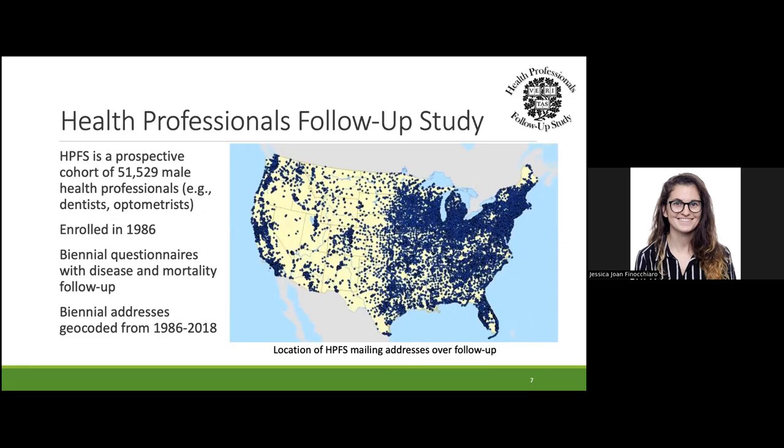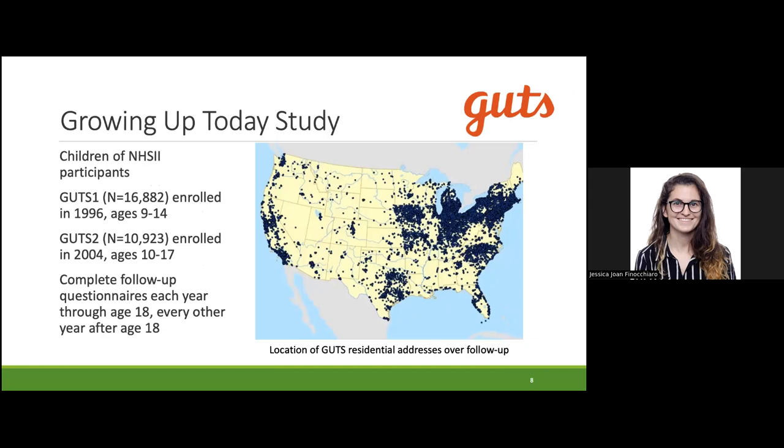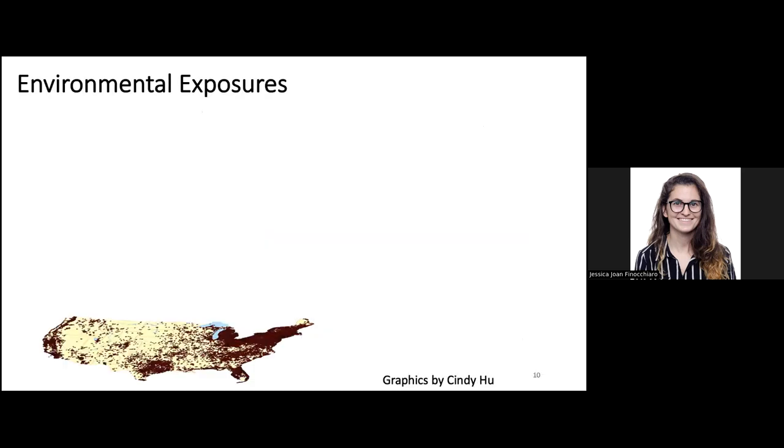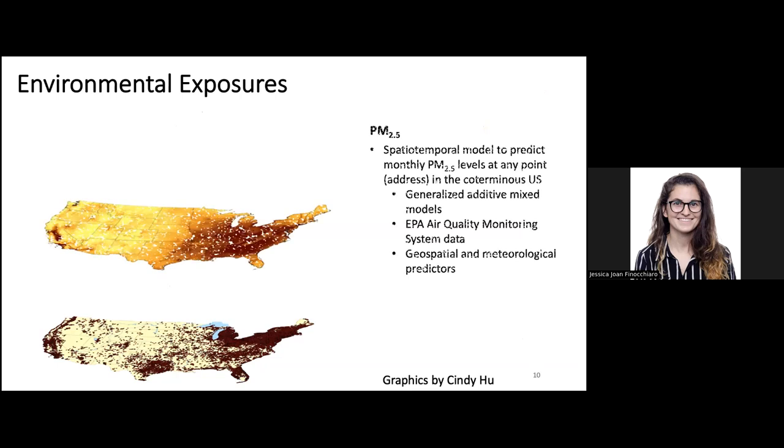We also have 51,000 men in the Health Professionals Follow-up Study. We have children, about 26,000 children in the Growing Up Today Study, children of Nurses' Health Study 2 participants. So lots and lots of cohorts where we've got really rich health information prospectively followed up over decades, right? And so what we do is we take those addresses, those latitudes and longitudes, and we layer on other spatial data to create exposure metrics, right?